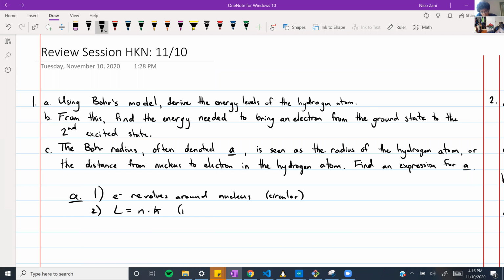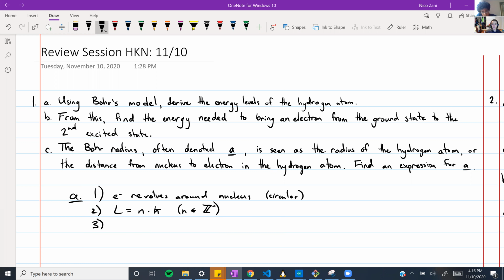So I'll say also, for all you math folks out there, that n is an integer. I guess technically a positive integer. And then lastly, second to last, is that it doesn't emit radiation as it's moving around this, right?